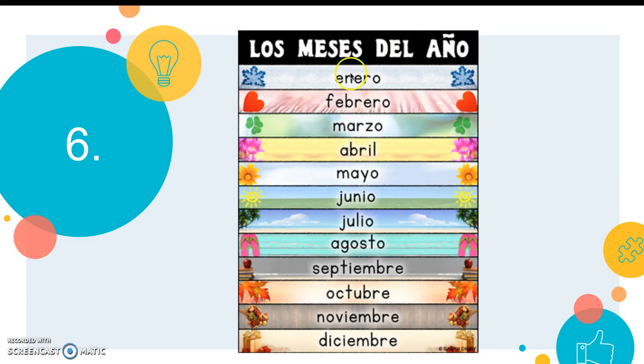These are the months of the year. Enero, febrero, marzo, abril, mayo, junio, julio, agosto, septiembre, octubre, noviembre, diciembre. So those are all the different months of the year, and hopefully those pronunciations will help you.